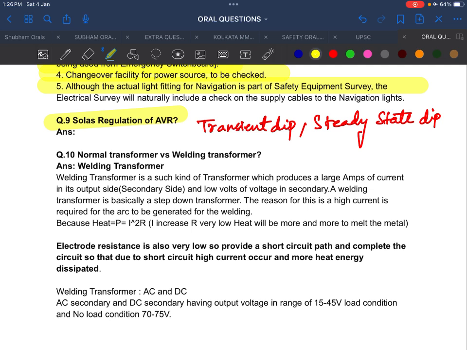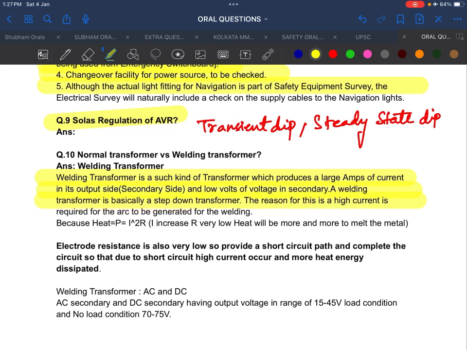So I explained it to you very well. You can now check: the welding transformer is a kind of transformer which produces a large amount of current on its output side, the secondary side, and low voltage in the secondary. Okay, I already told you voltage will be reduced and current will increase. A welding transformer is basically a step down transformer.